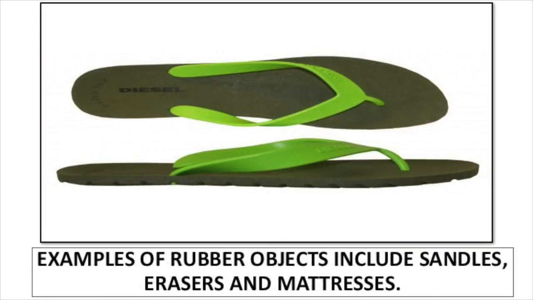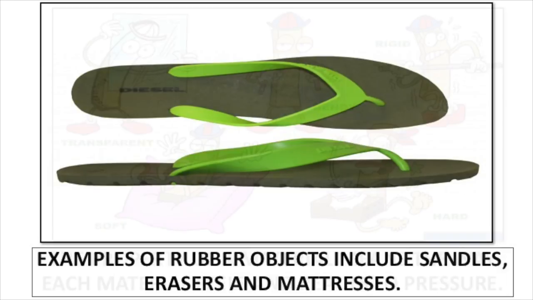Examples of rubber objects include sandals, erasers, and mattresses, because rubber is a nice soft material. So it's good for our shoes, because it's nice to our feet when we walk, or our beds for sleeping. Our mattresses are nice and soft.